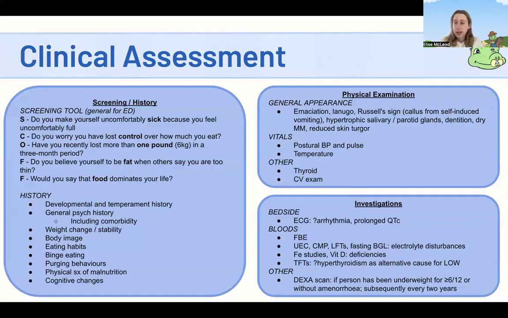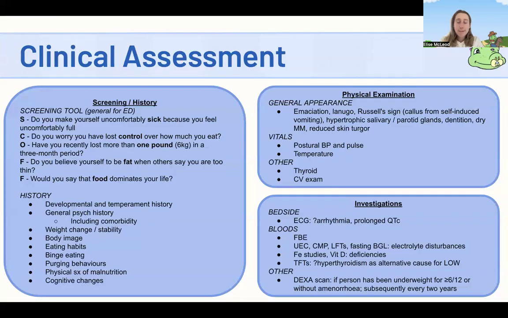How they feel about their body image, breaking down their eating habits specifically, looking at binge eating episodes, purging behaviors. Do they have any physical symptoms of malnutrition as well, like lightheadedness, palpitations, for example, headaches? And often because they're malnourished as well, there might be cognitive changes, difficulties with concentration and memory, for example.